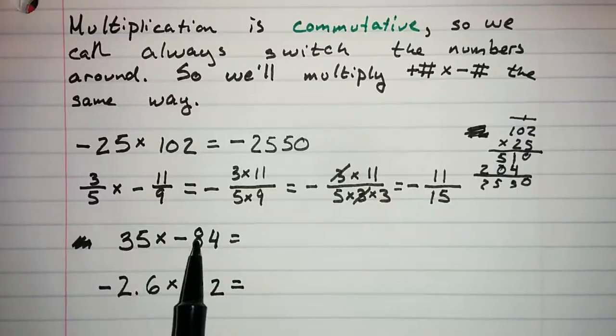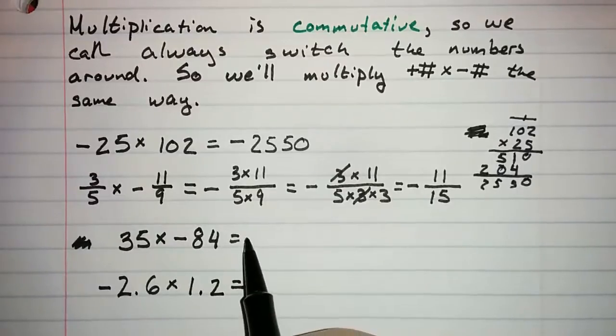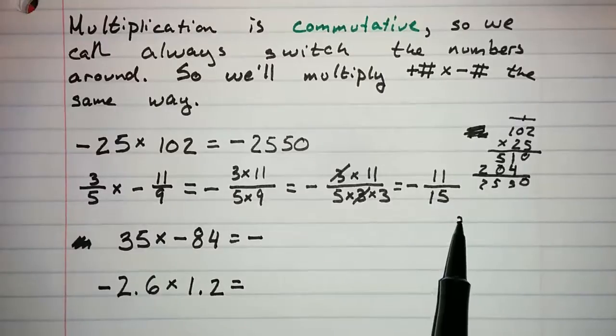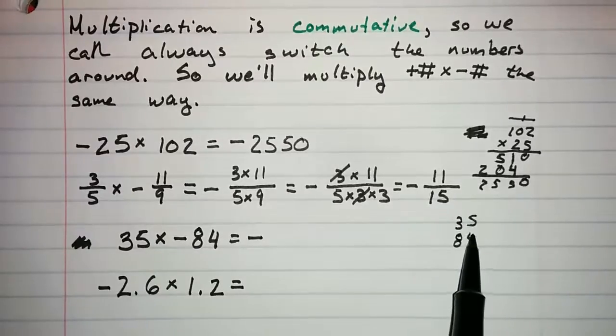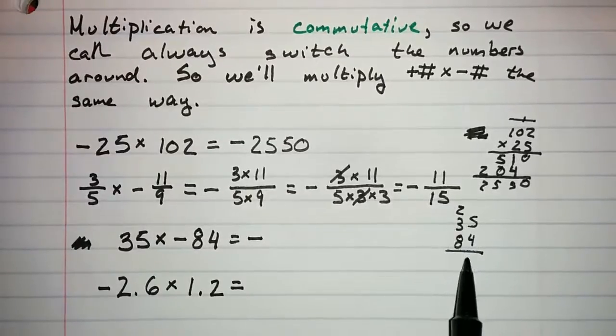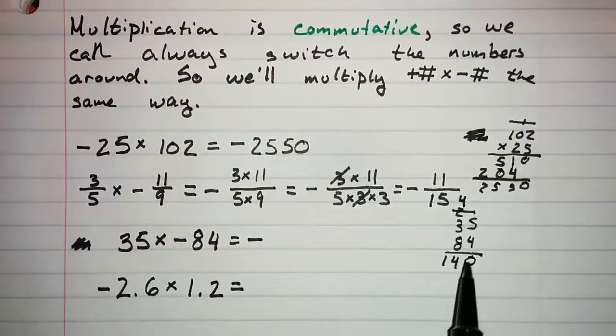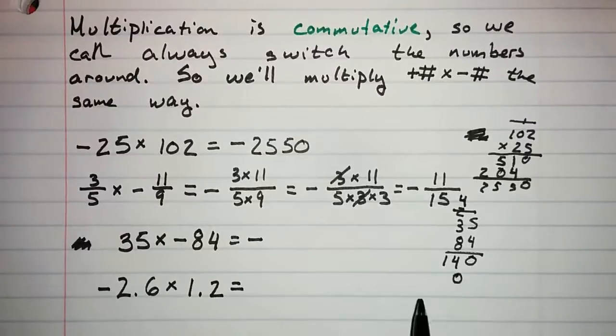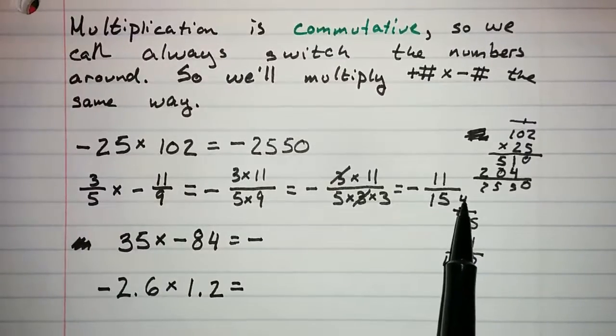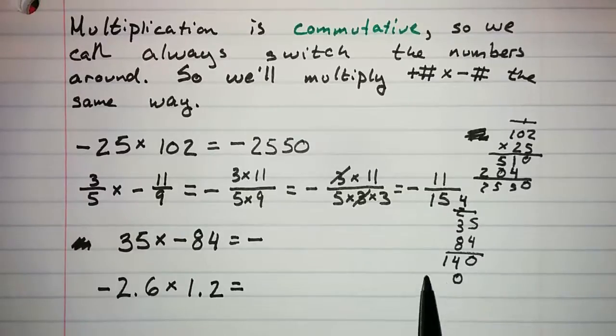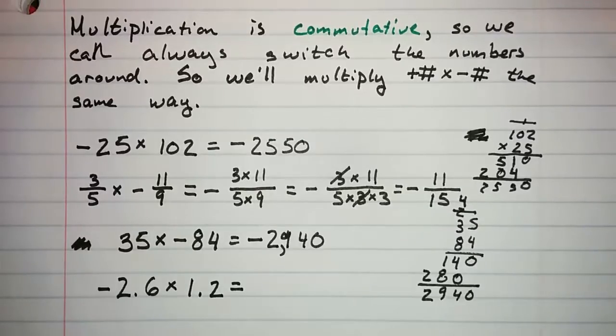Alright, so positive times negative, so the answer is negative. 35 times 84. 4 times 5 is 20. 4 times 3 is 12, 13, 14. 8 times 5 is 40. 8 times 3 is 24, 25, 26, 27, 28. The answer is negative 2,940.